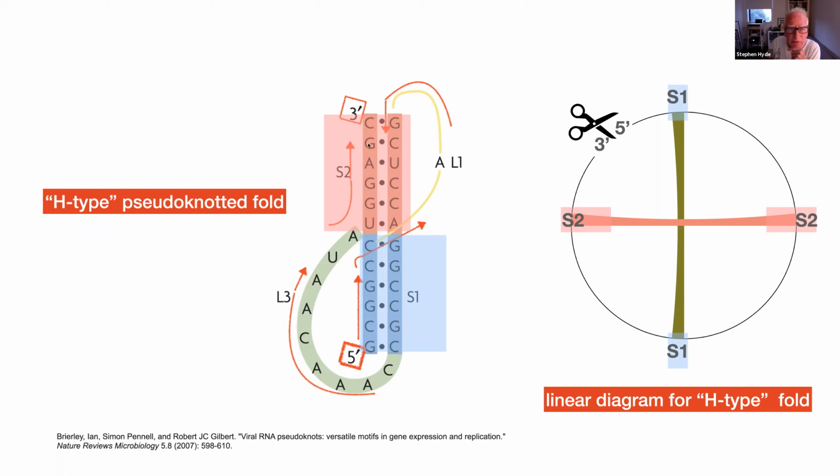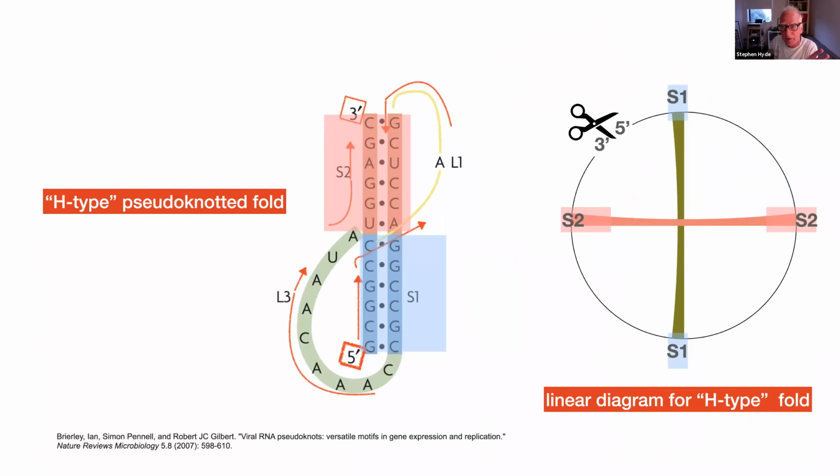It's a continuous strand, and basically, I don't want to waste time on it, but you go blue, red, blue, red. Oh yeah, there it is. Blue, red, then you come back around, then you go back through blue, and then you have this loop, then you go back through red. Okay, so the linear diagram, but that's the simplest pseudo-knotted fold in RNA. It's called an H-type fold, and it's very common in viruses especially.